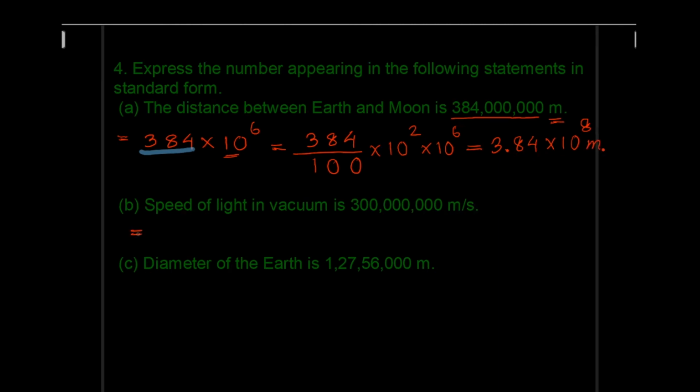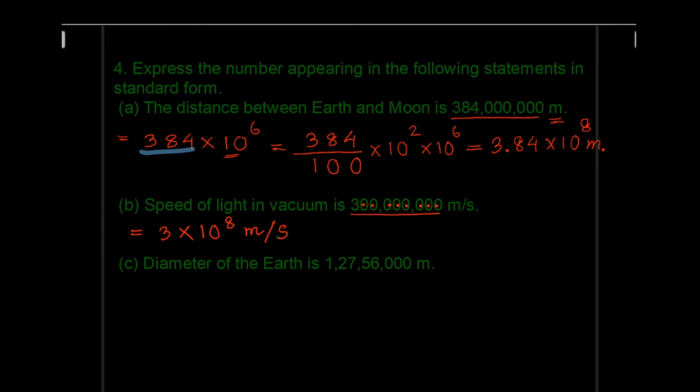Next, question number B. Speed of light in vacuum is this, meter per second. Okay. So how can we write 3 into how many zeros? 1, 2, 3, 4, 5, 6, 7, 8. Yes. So can we write 10 to the power 8 simply? So meter per second. Okay. So 3 into 10 to the power 8 meter per second.